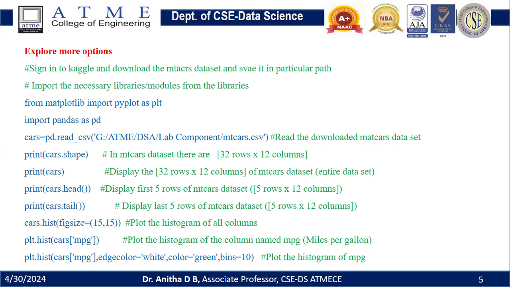Then the next one is plt.hist of cars['mpg']. It will give you only the histogram of one column named MPG.